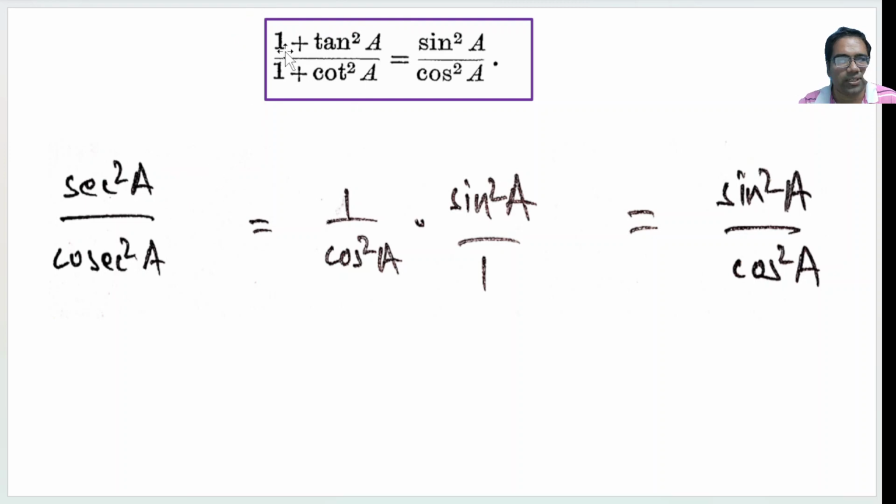Secant square a minus 1 is tan square a, cosecant square a minus 1 is cot square a. Right, this is very basic result. We should know this. Like sin square a plus cos square a equals 1. So 1 plus tan square a is secant square a. 1 plus cot square is cosecant square a. So secant square a is 1 by cos square a and cosecant square a is 1 by sin square a. This becomes sin square a by cos square a. Right? Pretty straightforward. Next one.